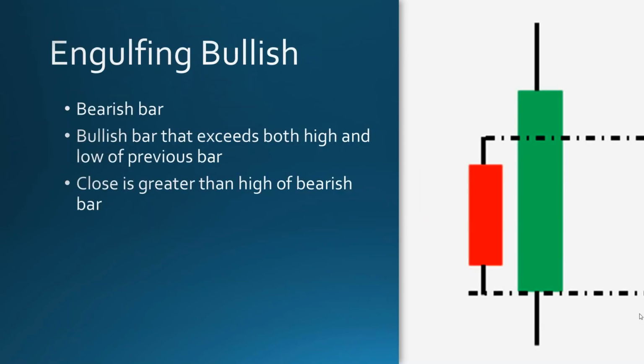We then have the engulfing, and the engulfing bar will exceed the high and the low of the bearish bar. So here's the high, here's the low. The next bar is bullish, and it exceeded both the low and the high of the bearish bar. Typically, the next bar will also be bullish.